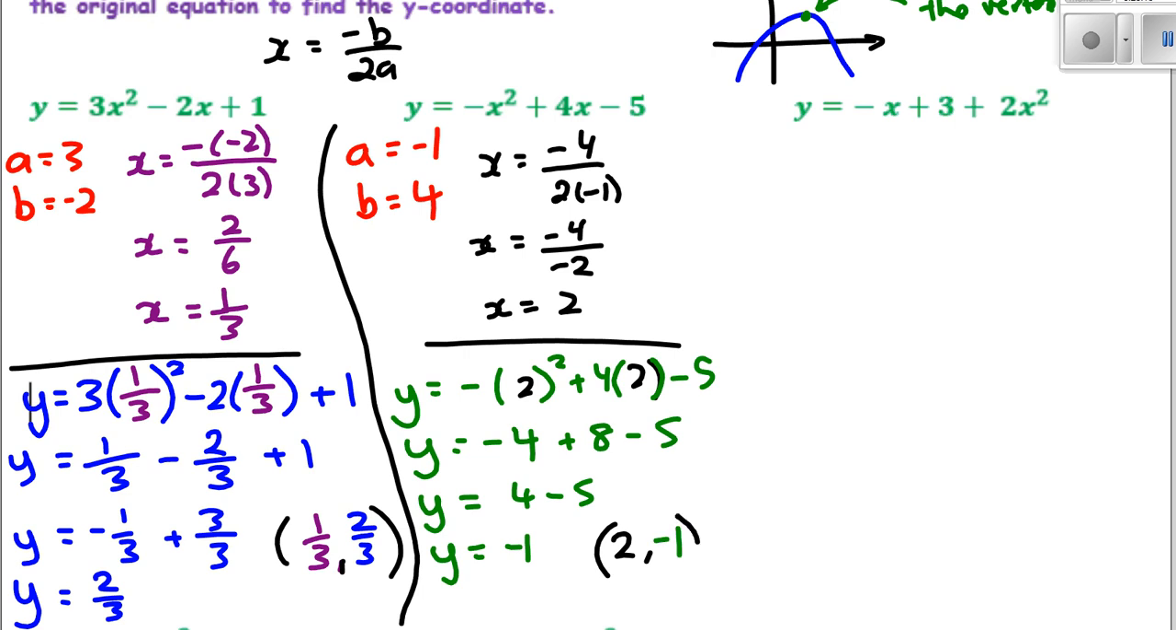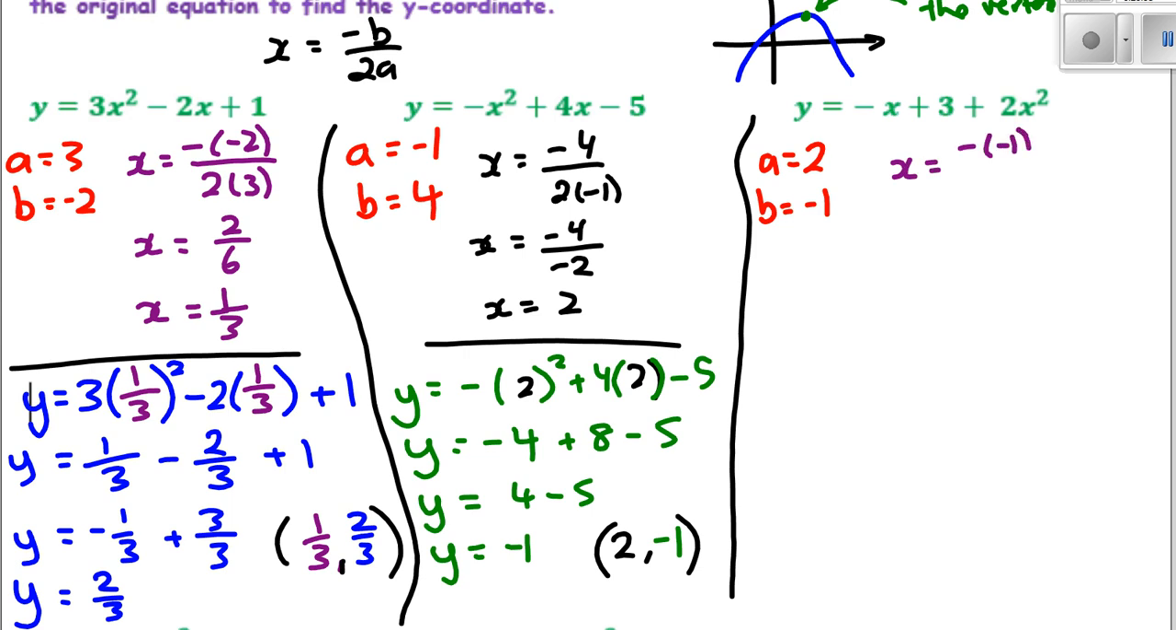Again, check by graphing if you like. Here we go. a equals 2, b equals negative 1. It's negative 1x. So the equation of the axis of symmetry, x equals negative negative 1 over 2a. So x equals 1 over 4. Done.